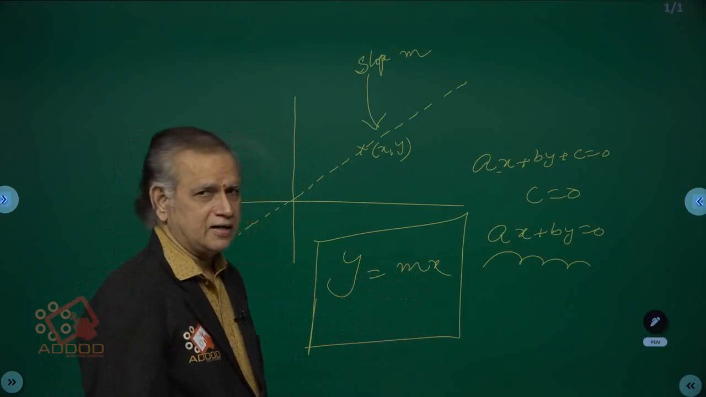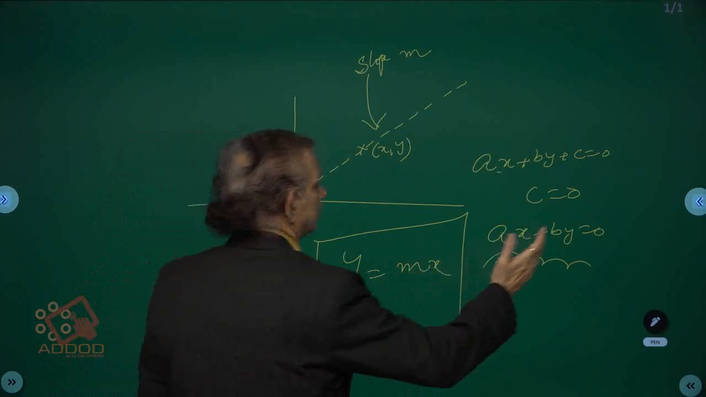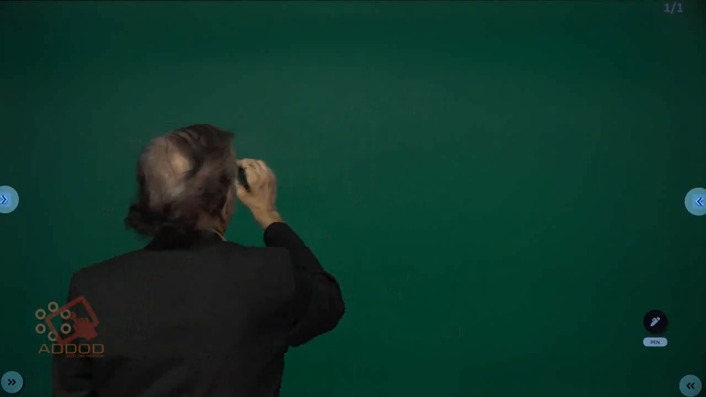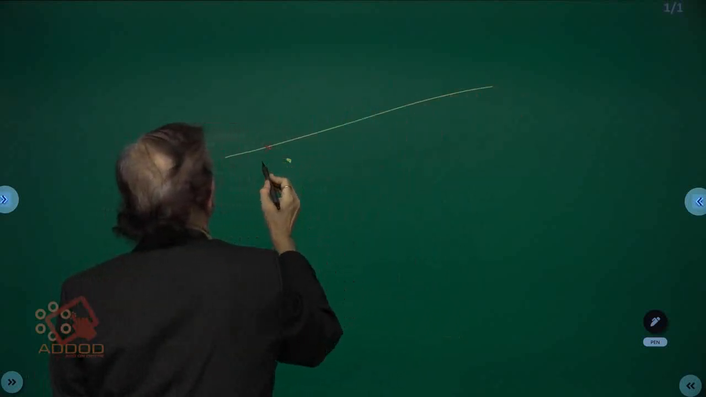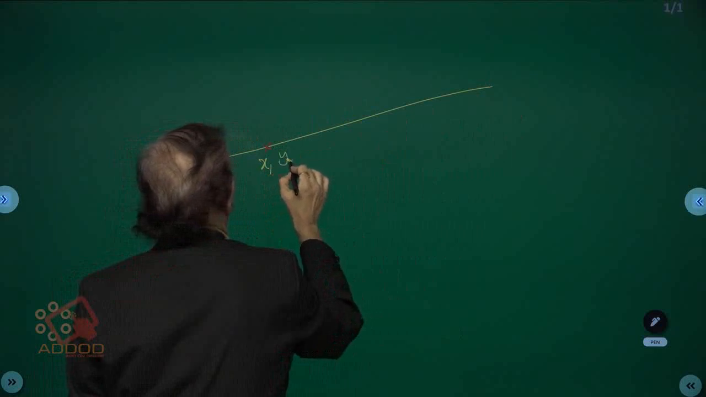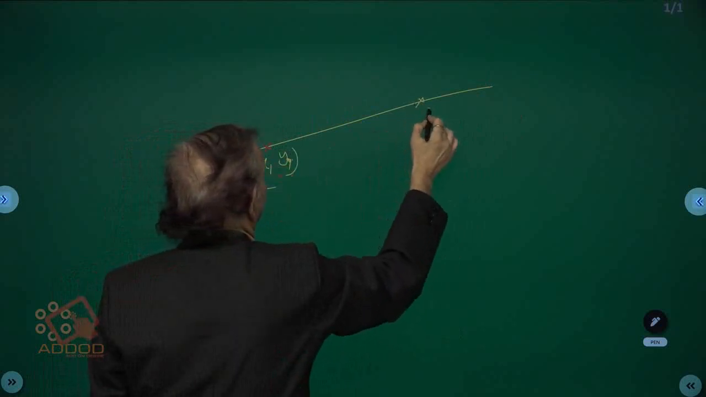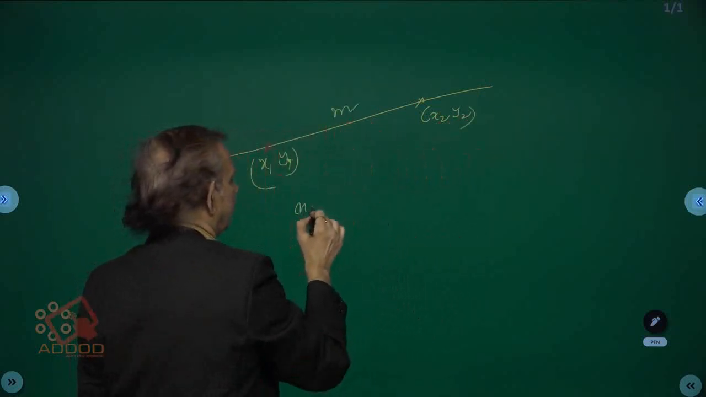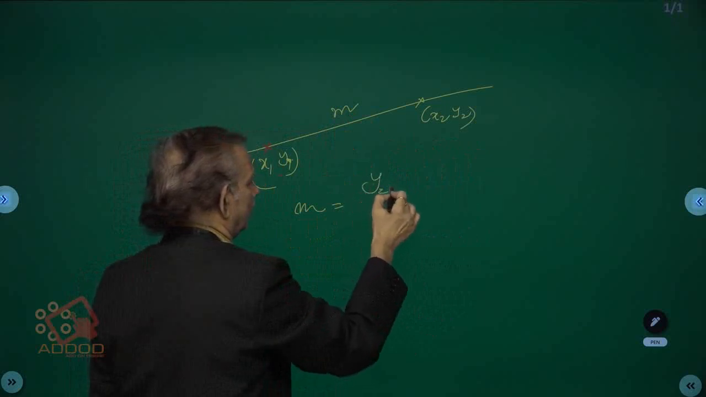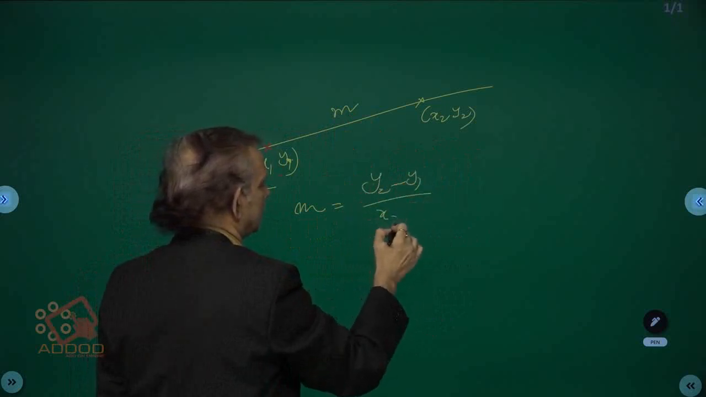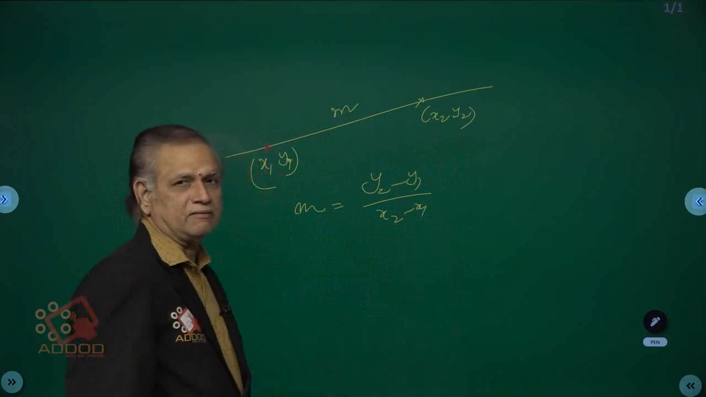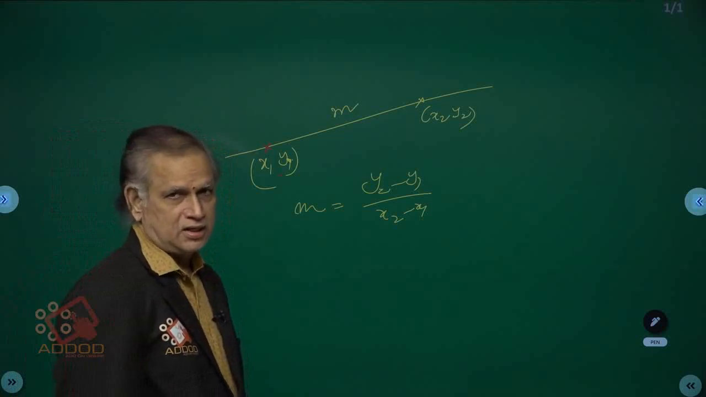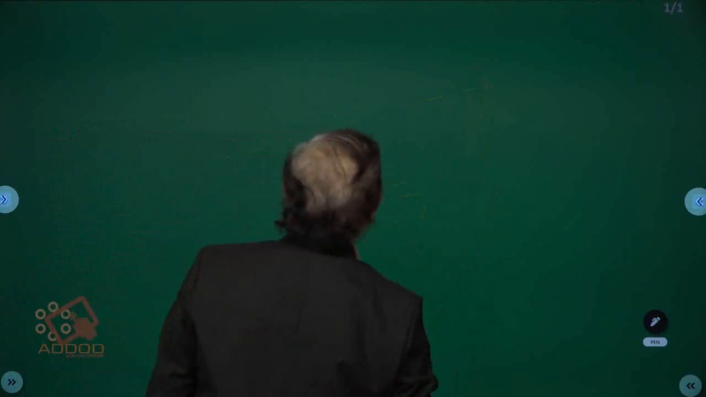Not only that, one more formula is also there to have the slope of a line joining 2 points x1, y1 and x2, y2. What is the slope of the line joining 2 points x1, y1 and x2, y2? M is the slope. M is equal to y2 minus y1 by x2 minus x1. We have a very good theoretical support from our earlier classes. Slope of the line joining 2 points is y2 minus y1 by x2 minus x1, right? Good.